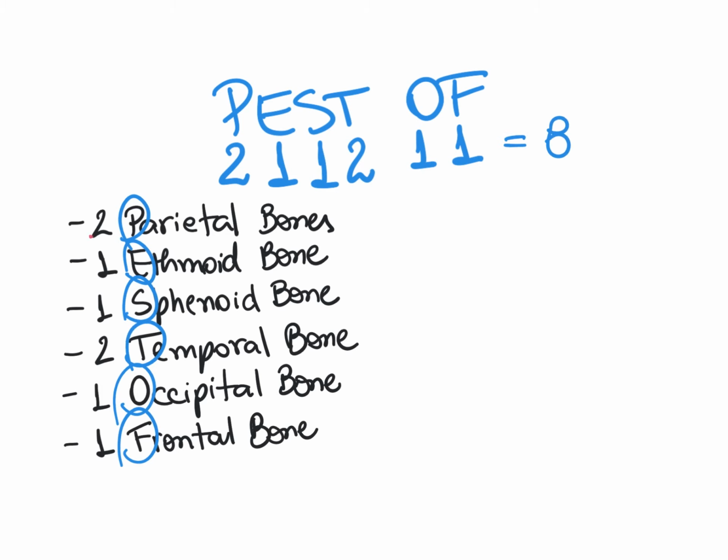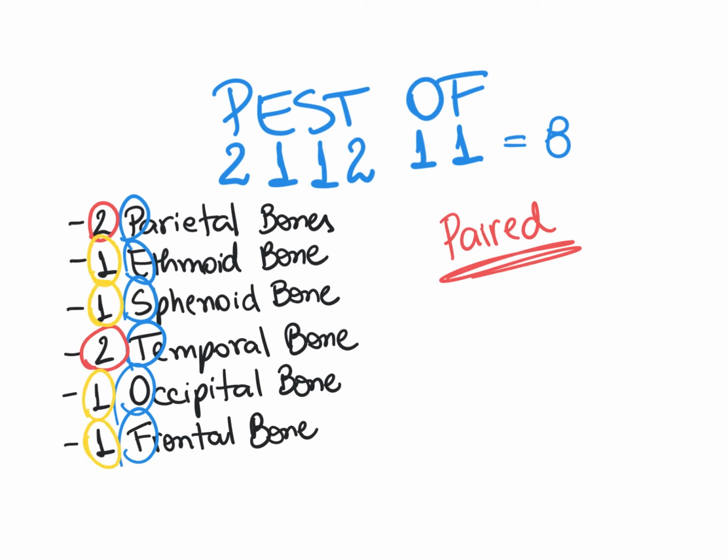When we have 2 of the same bone, like the 2 parietal bones and the 2 temporal bones, we say those bones are paired. Like when you have a pair of shoes, you have the right and the left one. Here you have paired bones: the right and the left parietal bones, and the right and left temporal bones. When you only have one of that bone, that is called an unpaired bone.